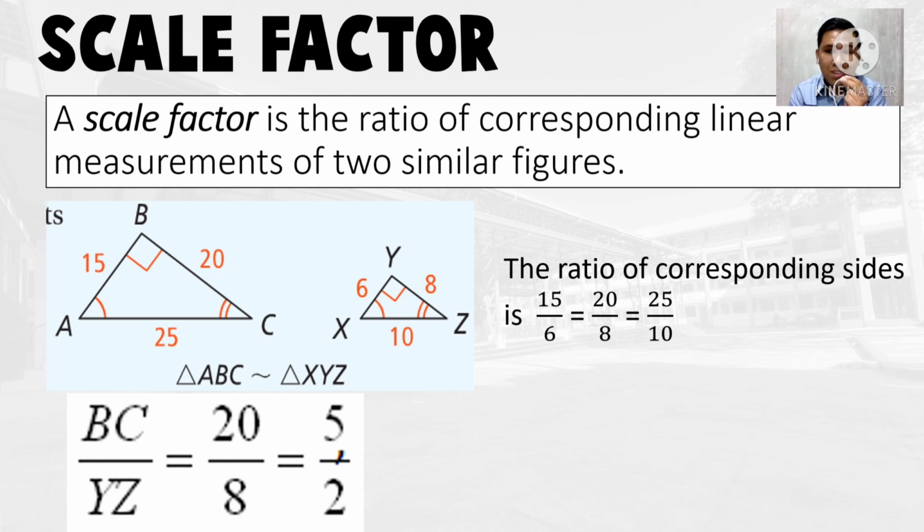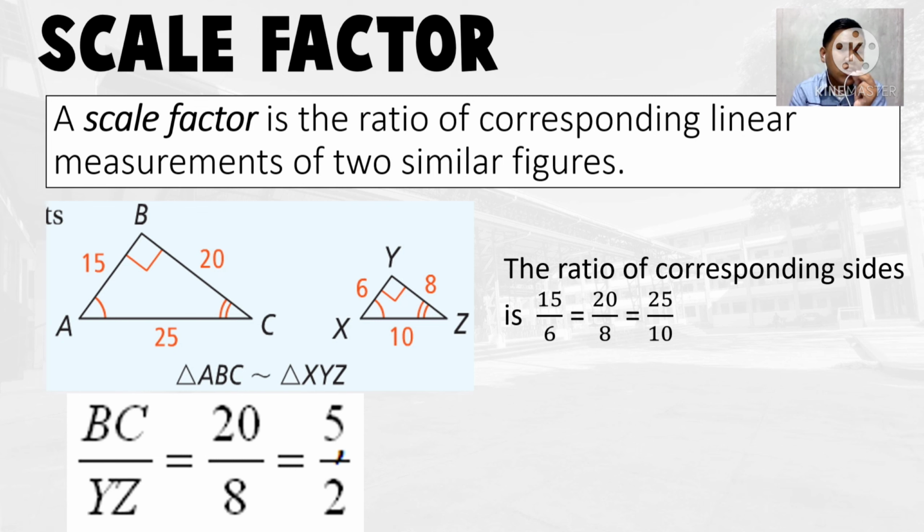We all know that these ratios can be reduced to their simplest form by finding their greatest common factor. What is the greatest common factor of 15 and 6? That is 3. Very good. And we are going to divide both by 3. 15 over 6 will be 5 over 2. On the other one, we have 20 over 8.